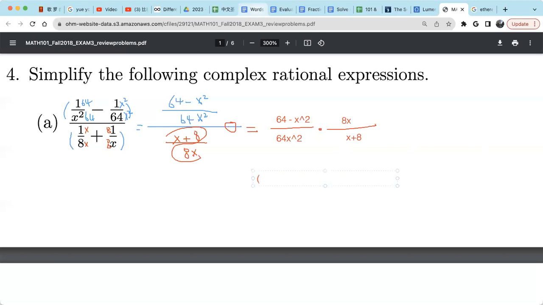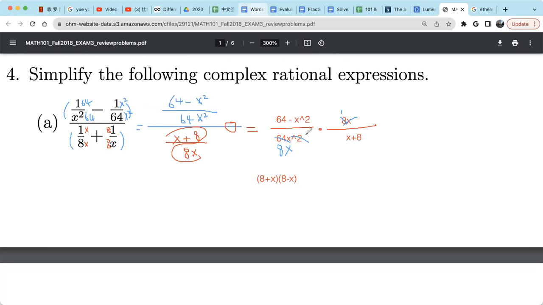That's 64 is 8 squared. That's 8 plus x times 8 minus x. Then let me change my color. So this 8 can simplify this 64, so that becomes 8. Right? This 8 becomes 1. And this x can simplify this x squared. So we have 8x left here.